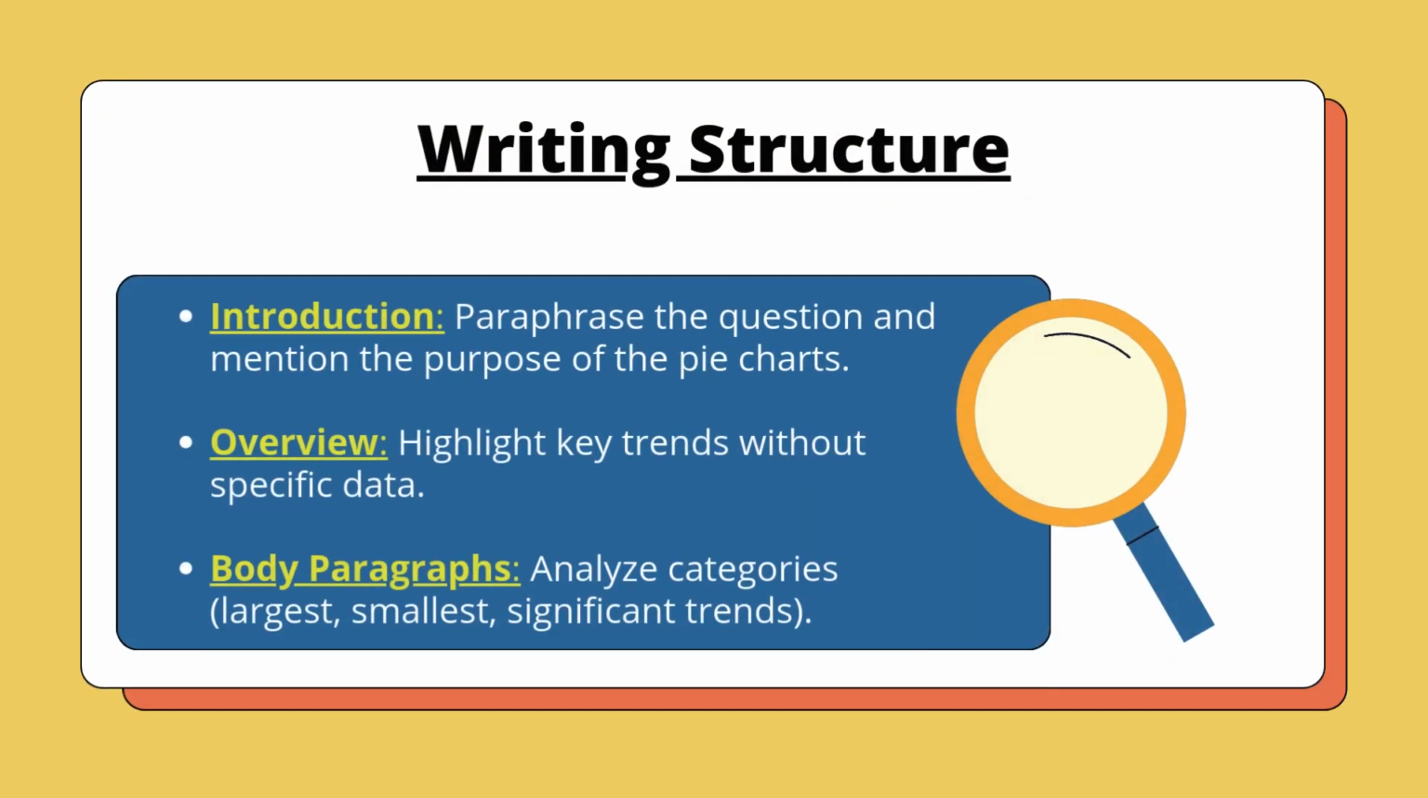To write an effective response for IELTS Writing Task 1 pie charts, start with a strong introduction by paraphrasing the question and mentioning what the pie charts represent. Clearly state their purpose, such as comparing or illustrating proportions. Follow this with an overview that highlights the main trends or patterns, avoiding specific data. For example, mention which category is the largest, the smallest, or any significant contrasts.